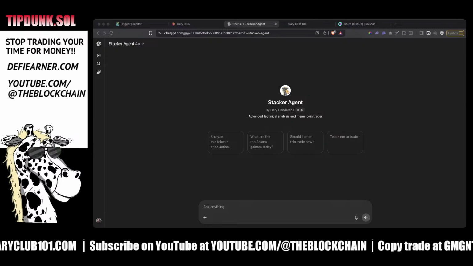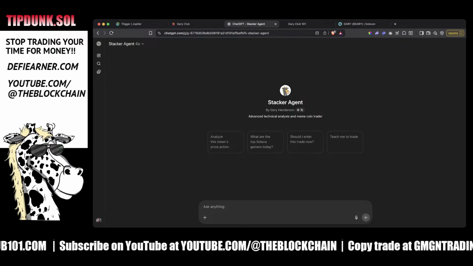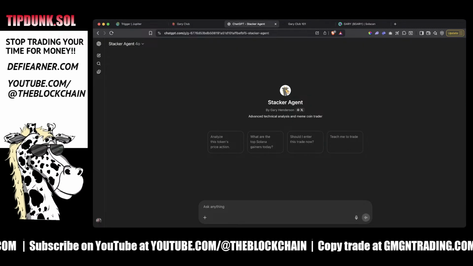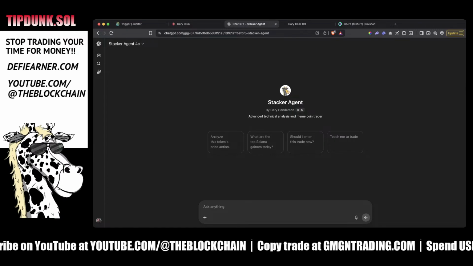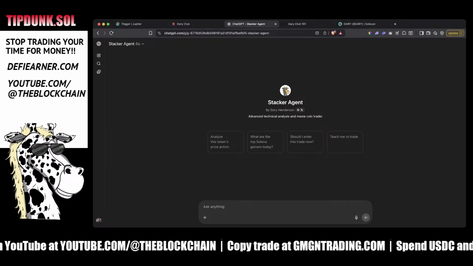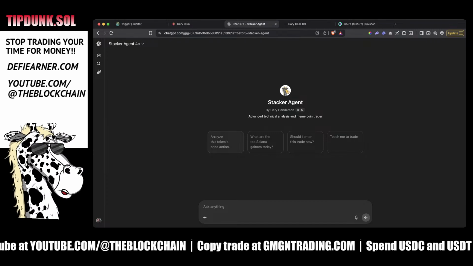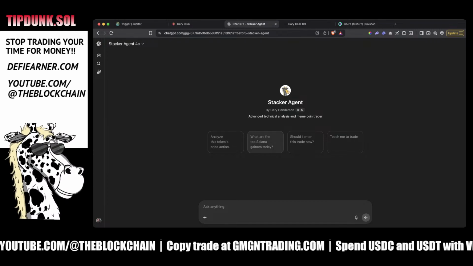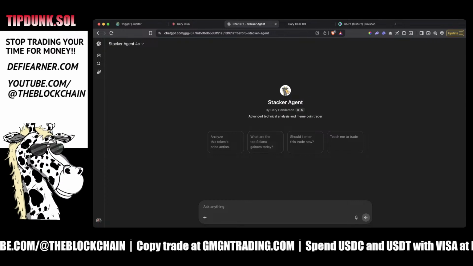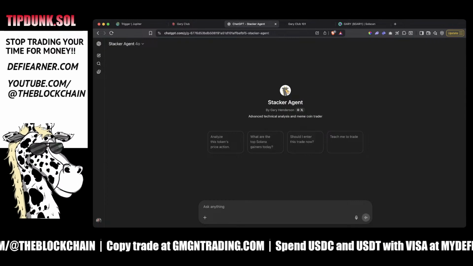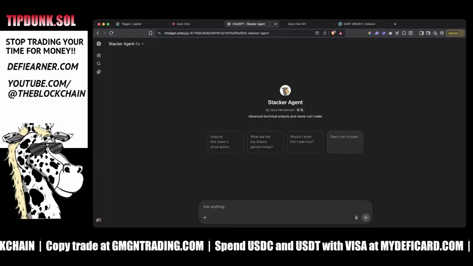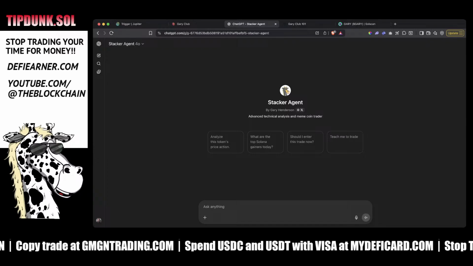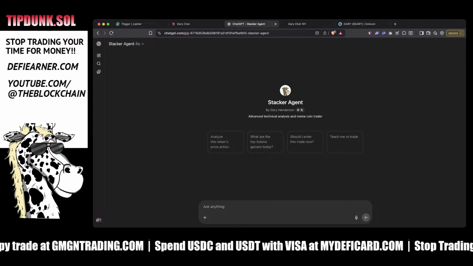Okay, so this is Stacker GPT. This is a GPT version of what's going to become automated. There's a whole bunch of really cool features in here. You can analyze tokens and price action. What are the top Solana gainers today? That way you can see what's working, and then you can ask, should I enter a trade now? Teach me how to trade. All four of these are great things to start with if you have no idea how to start trading.